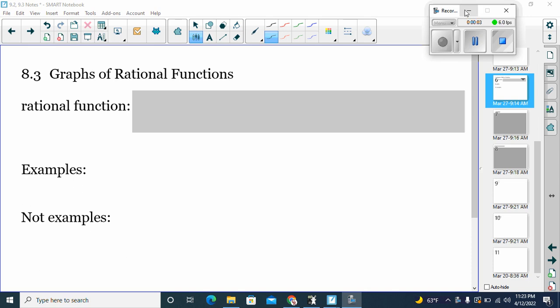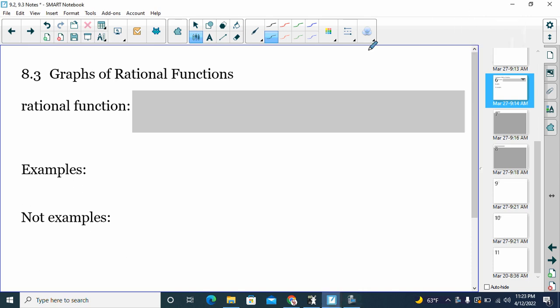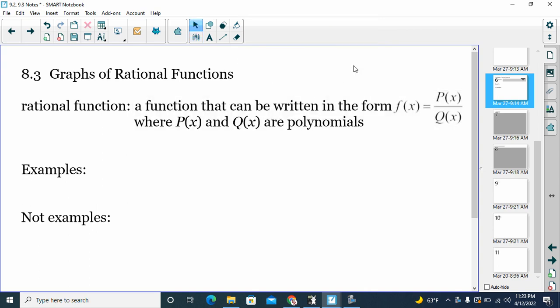Section 8.3 is all about graphs of rational functions. A class period or two ago, we defined what a rational function is. A rational function is an equation or an expression that can be written as the quotient of two polynomials. So f of x is equal to p of x divided by q of x, where both p of x and q of x are polynomials.